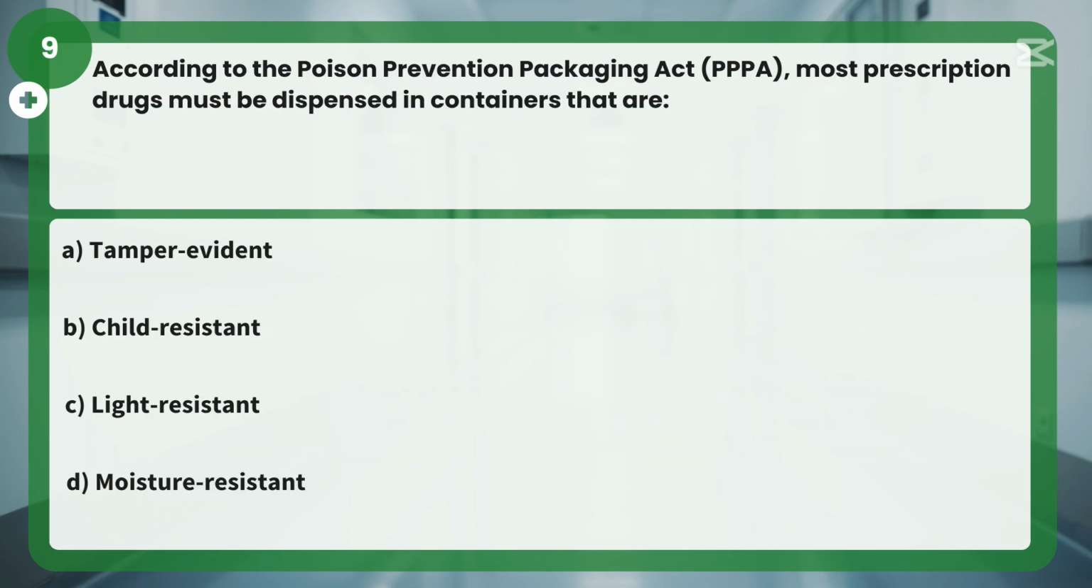Question 9. According to the Poison Prevention Packaging Act, PPPA, most prescription drugs must be dispensed in containers that are A. Tamper-evident. B. Child-resistant. C. Light-resistant. D. Moisture-resistant.